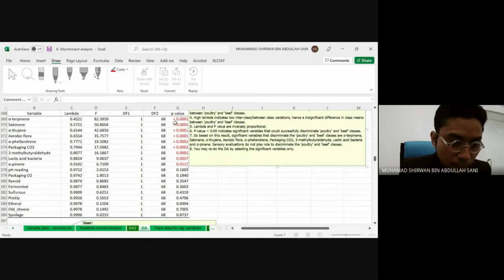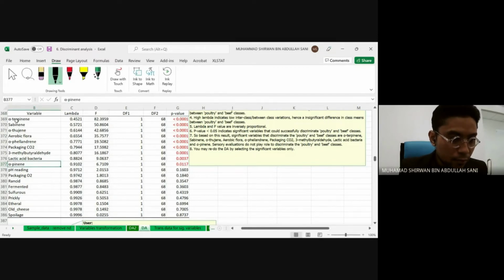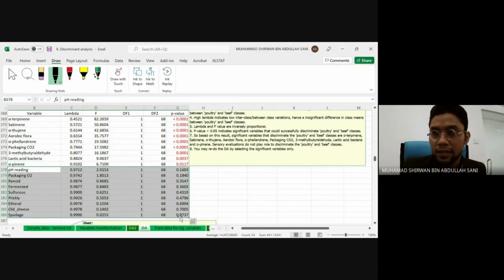You can see, the ones that I have highlighted or changed into red color are the p-values of those variables which are lower than 0.05. So this indicates support up to this point. So if we check starting from pH, packaging O2, resin DT, until spoilage, these are not significantly contributing to differentiate or discriminate the poultry and beef sausage.